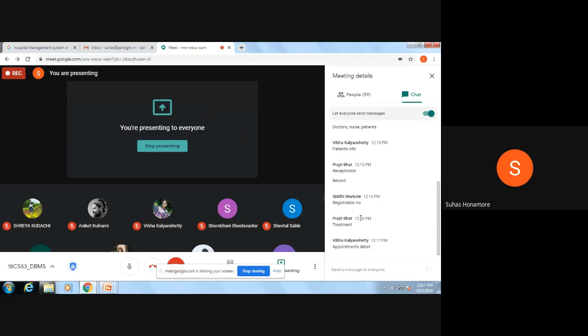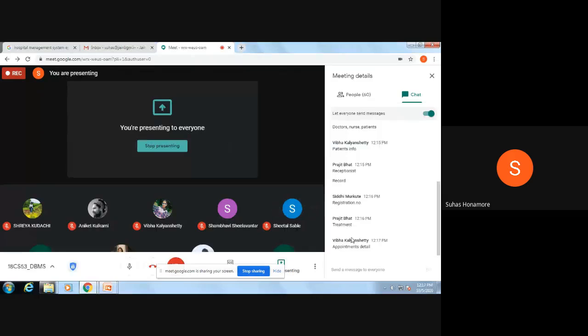Okay, appointment details. Some details will be there, which is nothing but when the patient has to contact the doctor. I am asking about entity types now. Whatever you people are saying, the registration number and appointment details, those are nothing but information you keep, and those will come as attributes.